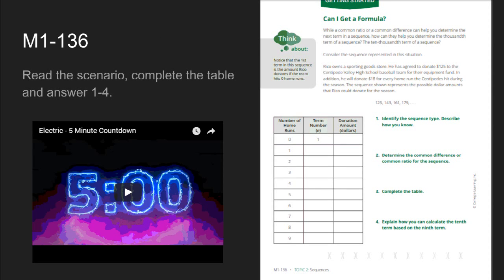On page M1 136, there is a scenario. Then there is a table and some questions that go along with it. I think as is, you know enough about formulas that you can complete this page on your own. So what I want you to do is read the scenario, complete the table, answer the questions. You've got 5 minutes to do that. After 5 minutes, I'm going to come back on and we're going to check our answers, and then we will move on to writing the formulas. All right, you've got 5 minutes. Ready, go.